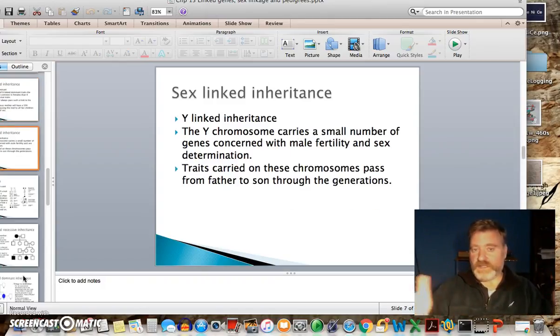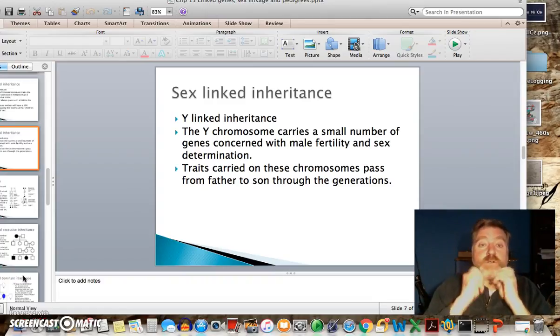Sex-linked on the Y, clearly males pass it to males. So most of the genes on the Y chromosome are about male fertility and sexual characteristics, like growing a beard and things. Deep voices. Well, that's all testosterone linked, so that's probably wrong.